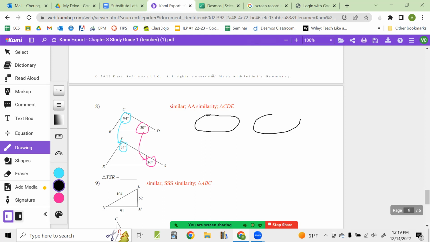So we need just two bubbles here. Reason being, all triangles add to 180. So if two angles are the same, the third one must also be the same. If they're the same size, then they have to have the same angles.